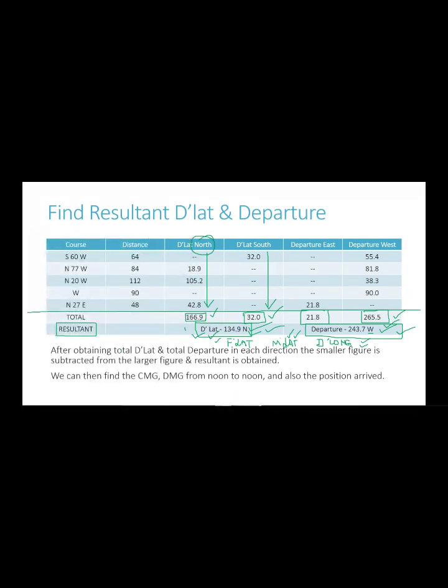It is exactly similar to a plane and parallel sailing problem. वहां पर भी हमने DLAT और departure निकाला था और उसी से initial position में apply करके final position find out की थी. So exactly same process. Okay, all right. So that tells me it's clear. So let's go to the next thing now.